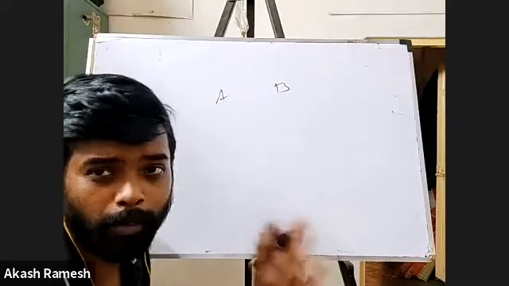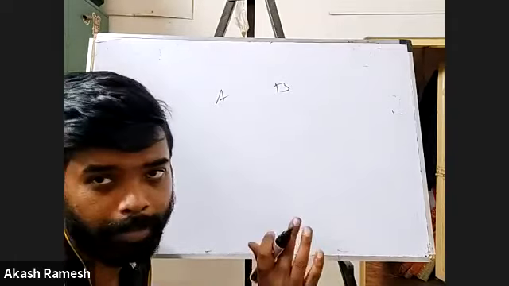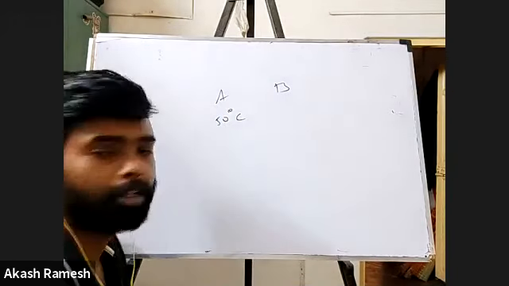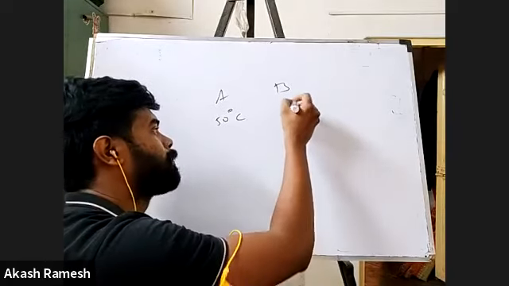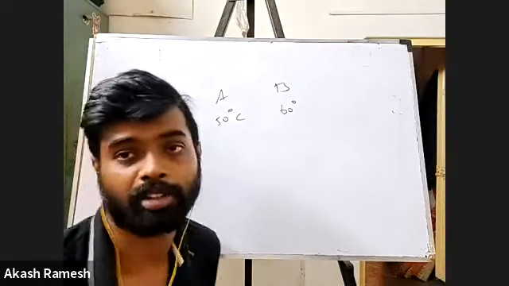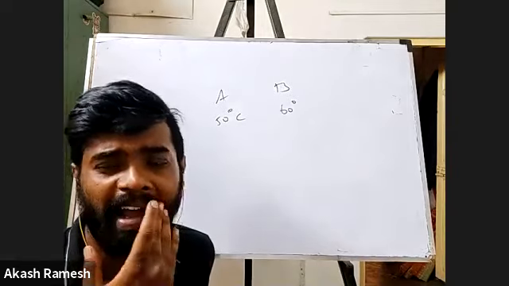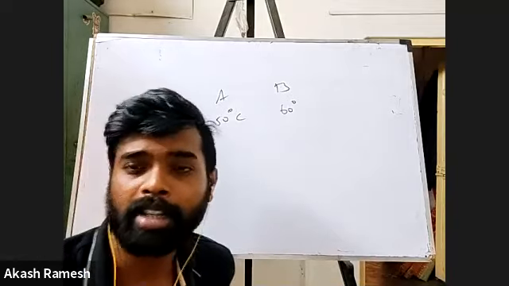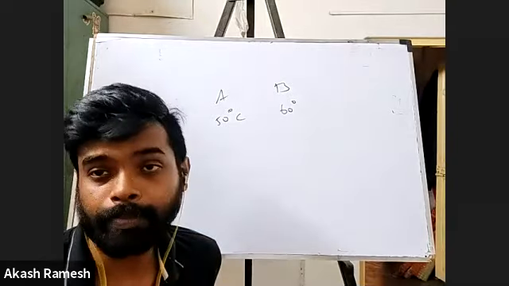They might or might not be practically correct. I'm just giving you some random numbers. So assume that this has a boiling point of 50 degrees Celsius, and this has a boiling point of say 60 degrees Celsius. Two liquids A and B, and I'm going to mix them, with two different boiling points of 50 degrees Celsius and 60 degrees Celsius. Now I'm going to mix them together.